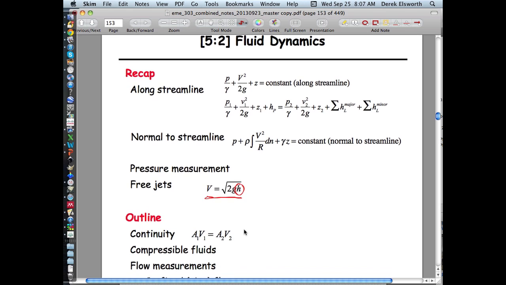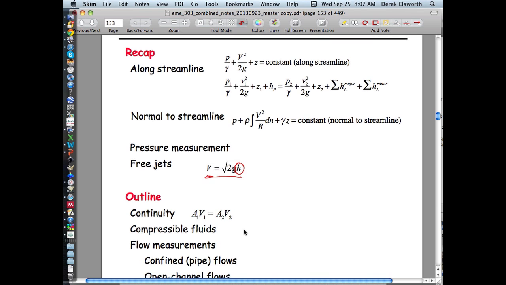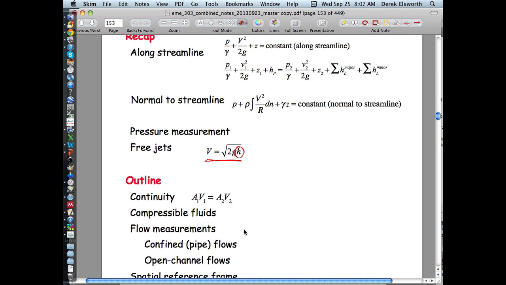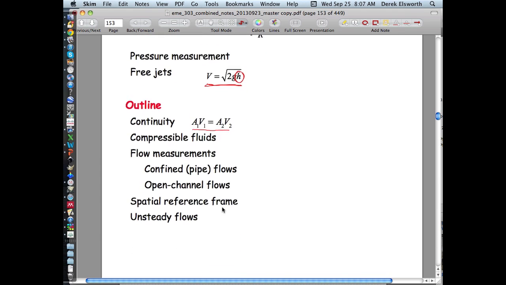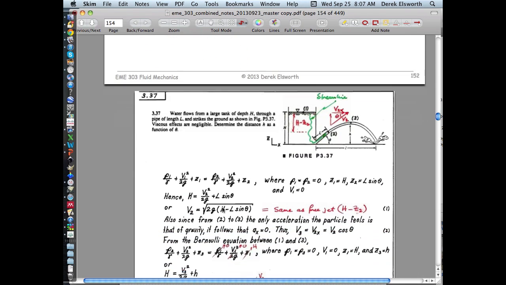So what I thought we'd do today was work through some examples just to give you some feel for how to solve these problems using mainly the linear along streamline Bernoulli equation. Introduce one other concept, which is continuity, which is basically volume rate in equals volume rate out if you're not accumulating things, and then see if we can apply it to a variety of different problems.